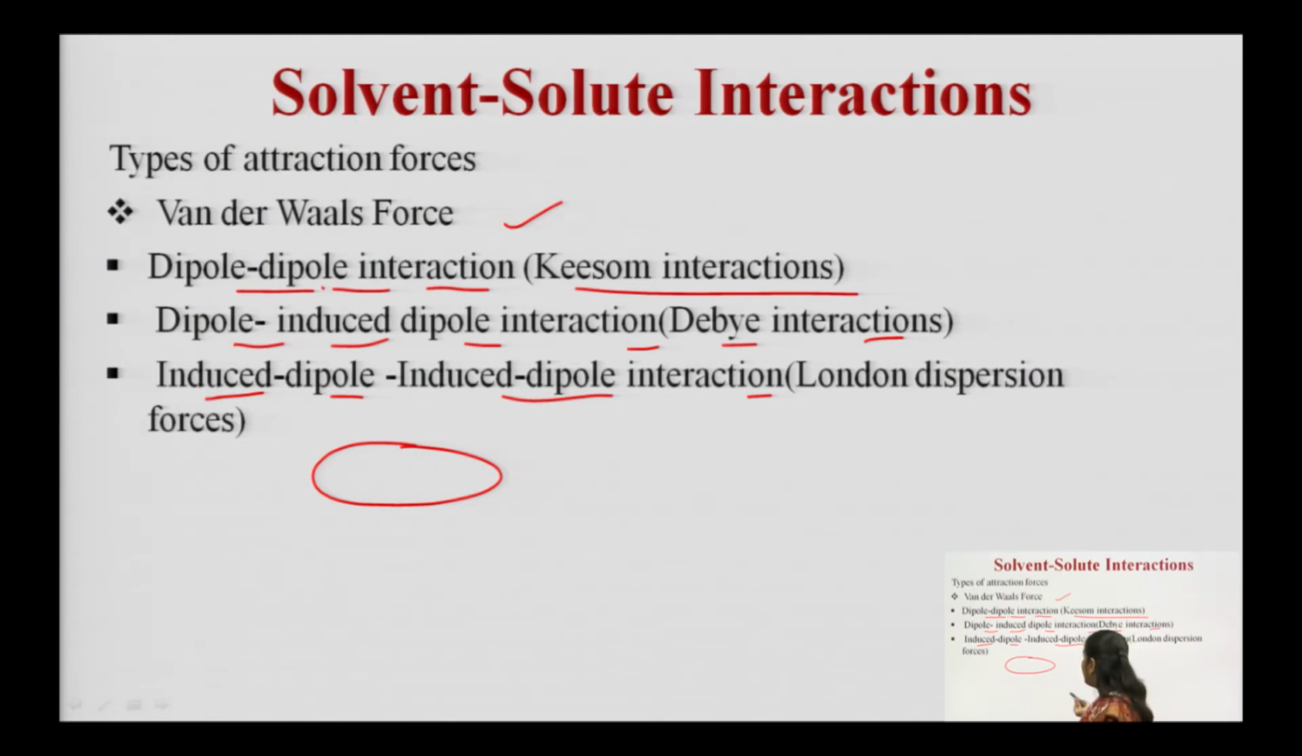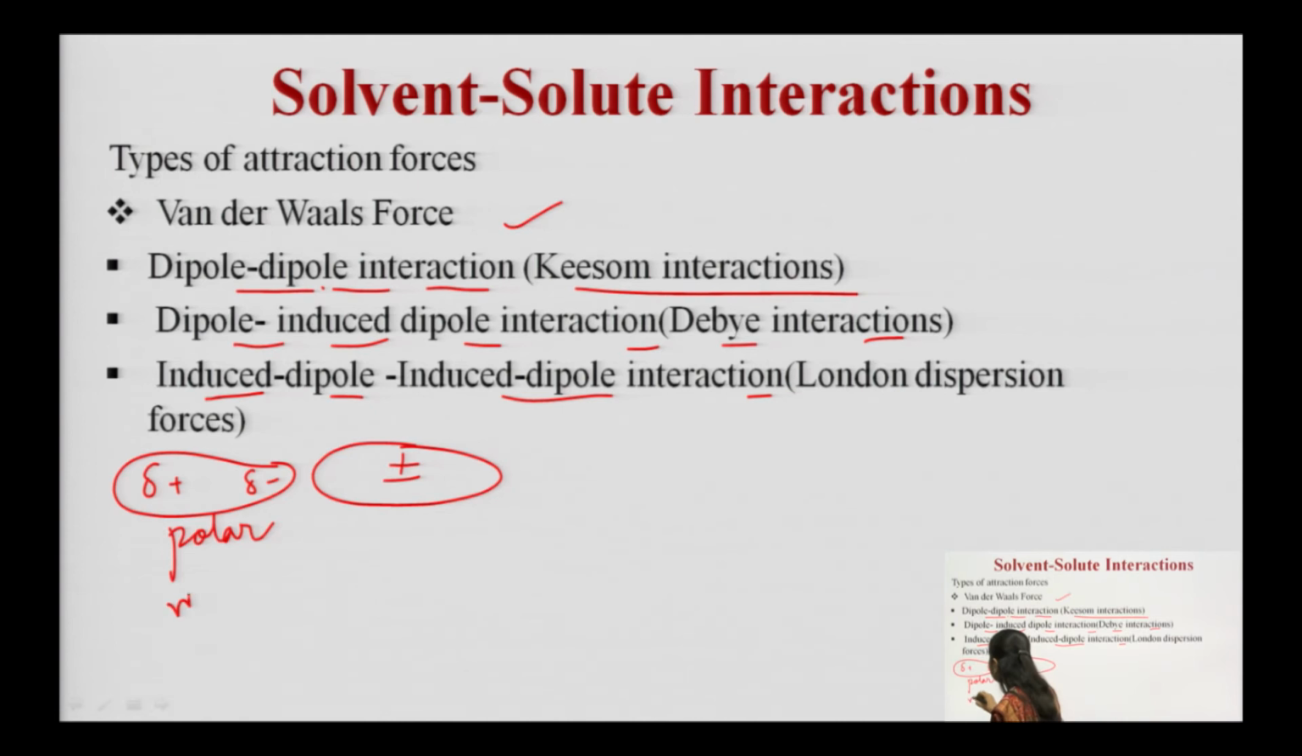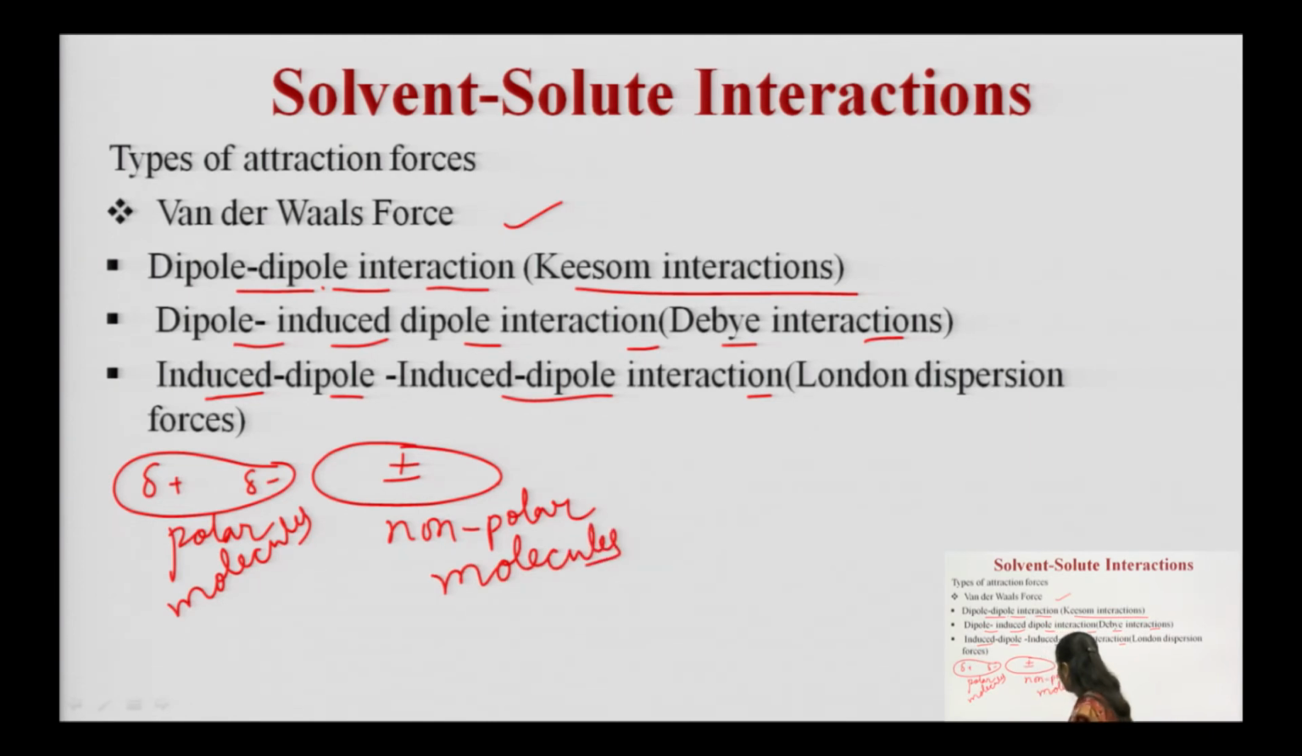Covalently bonded molecules can be divided into 2 categories. One which has these dipoles, and one which does not have the dipoles. The ones which have dipoles are called polar molecules, and the ones which do not have dipoles are called non-polar molecules.